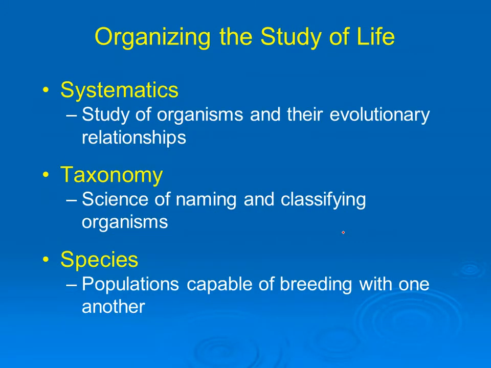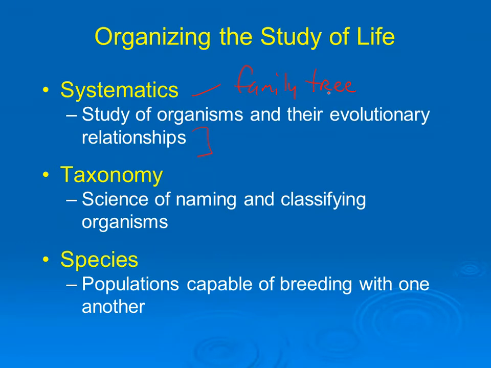There are a few topics here that are related to evolution and evolutionary theory, and so we'll look at these definitions: systematics, taxonomy, and species. Systematics is the study of organisms and their relationships. You can think of this as looking at a family tree. If you've ever done any genealogy, looked up your family tree, then you've studied a little bit of systematics.